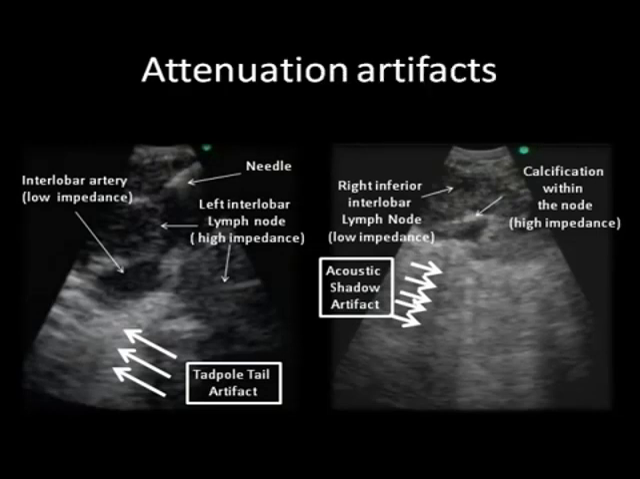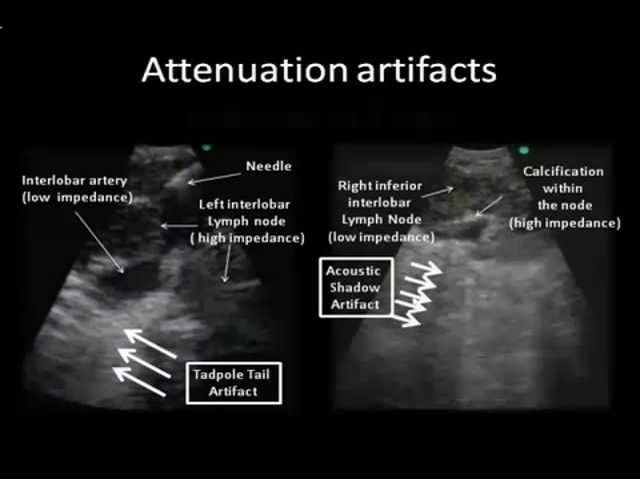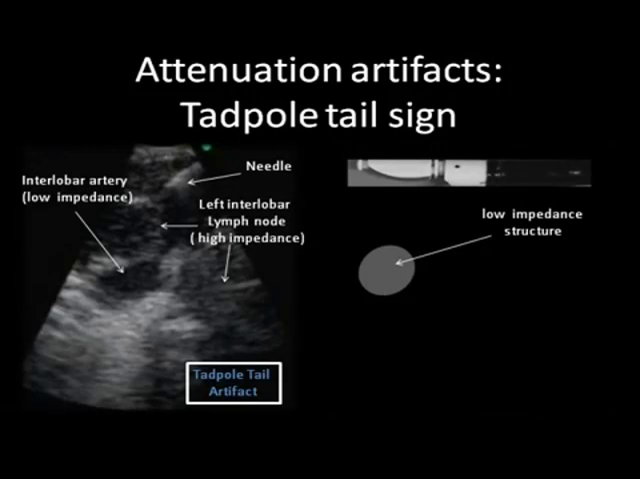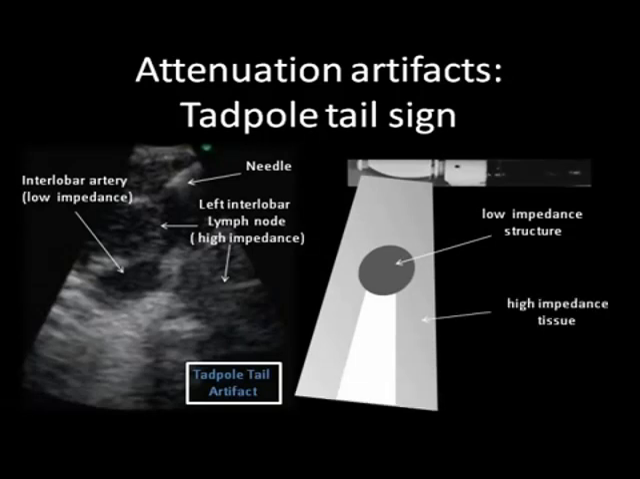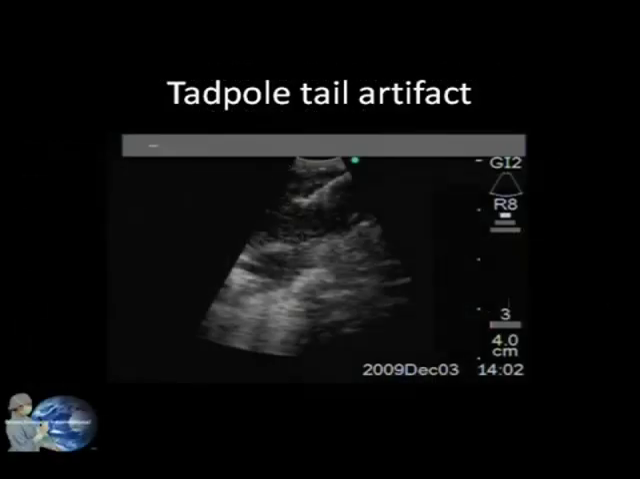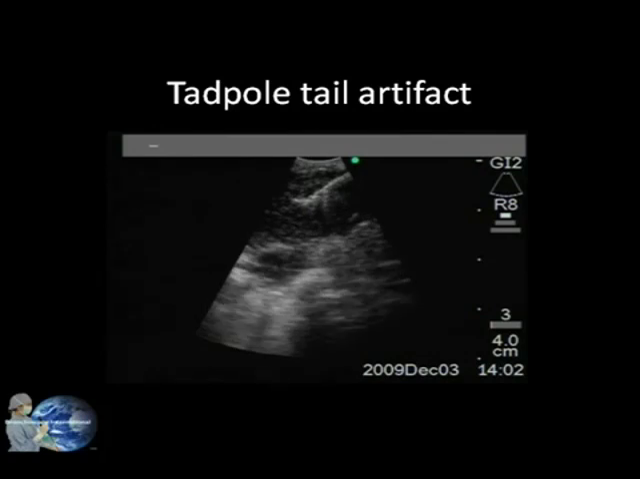Attenuation artifacts occur when the ultrasound beam encounters structures with different acoustic properties within the same scanning plane. The tadpole tail artifact, for example, occurs when the echo at the distal border of a low-density structure, such as an artery, is hyperechoic compared to that of surrounding tissues. Here is an example of the tadpole tail artifact.